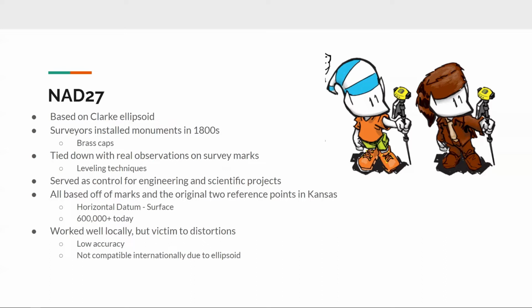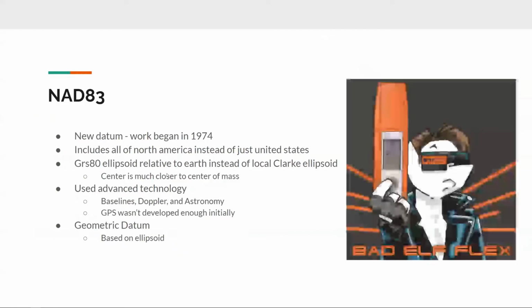So it was a low accuracy datum. It was, of course, incompatible internationally due to the local ellipsoid, and there just wasn't consistent accuracy across the country, as errors mounted the farther you got away from the central reference points. The accuracy got worse and worse. But it was an extremely huge project. Over 600,000 monuments were placed around the country. Many were destroyed, but many survive today. And we'll actually cover how to find some of those and use them in your project.